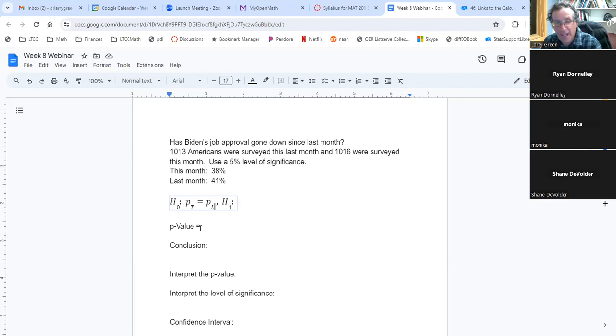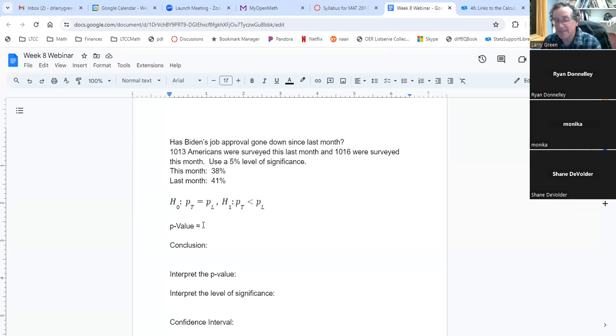Because the null hypothesis is the same proportions. The alternative hypothesis, on the other hand, is that it went down this month. So that means P sub T, this month, is less than P sub L. Any questions on writing down the null and alternative hypotheses? Notice now that we're in chapter 10, there's no numbers here. It's all comparing two different proportions. Any questions on that?